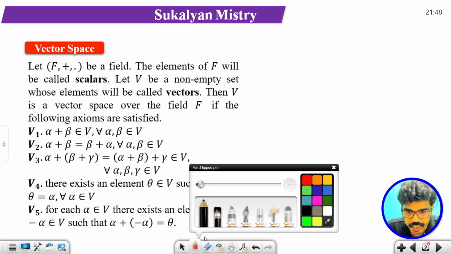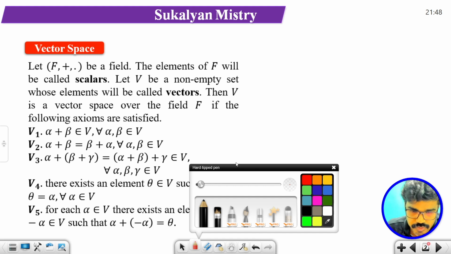Let F be a field. What is a field? We know what a field is. That is, every non-zero element has a multiplicative inverse, right? Commutative property must hold. Identity property, that is, the identity element must exist, and every non-zero element must have a multiplicative inverse. So that is called a field, right?